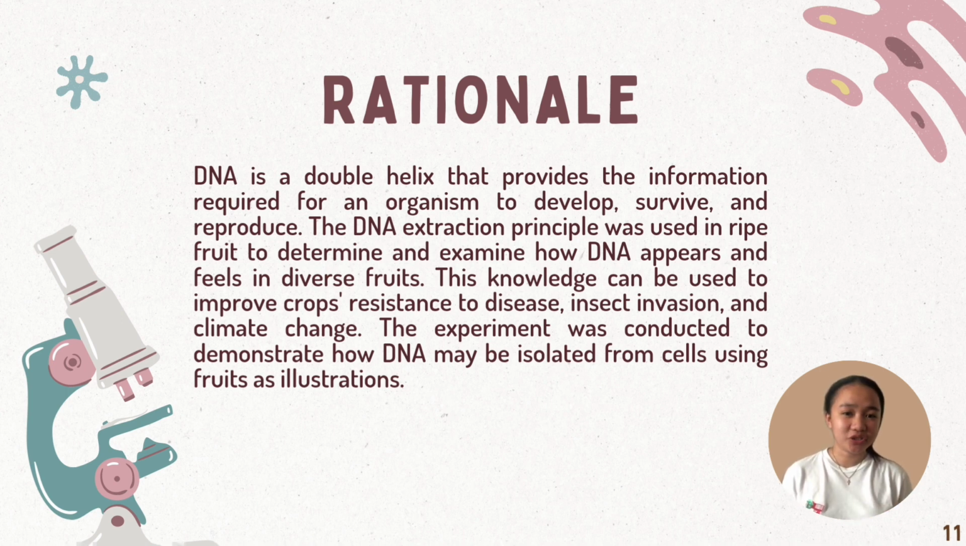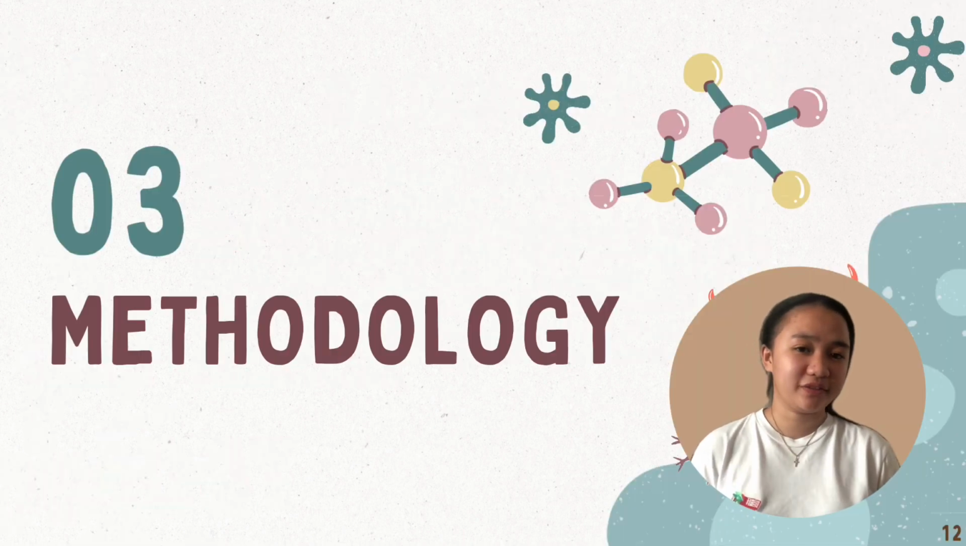The DNA extraction principle was used on ripe fruits to determine and examine how DNA appears in diverse fruits. This knowledge can be used to improve crops' resistance to disease, insect invasion, and climate change. The experiment was also conducted to demonstrate how DNA may be isolated from cells using fruits as illustrations. Furthermore, as the experiment progresses, the utilization of the substances used in DNA extraction, such as the detergent, alcohol, and salt, will be explained.